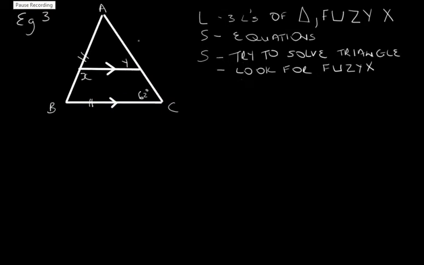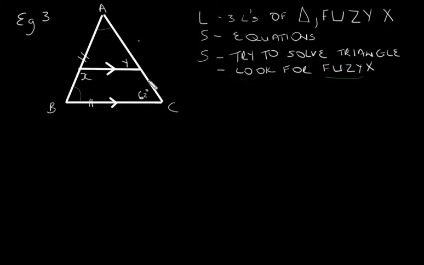Let's look at example 3. Now in this triangle, we need to have a look at our laws, our skills, and our strategies. We need to know that three angles of a triangle add up to 180 degrees. We also need to be able to look for our fuzzy x. We need to know how to solve equations, and the strategy that we will employ is we need to try to solve for the triangle, in other words, find all the angles. And we also need to look for our letters, fuzzy x. We need to find that within our diagram. We covered fuzzy x in parallel lines, so it's one of the previous lessons, so please revise if you aren't sure.